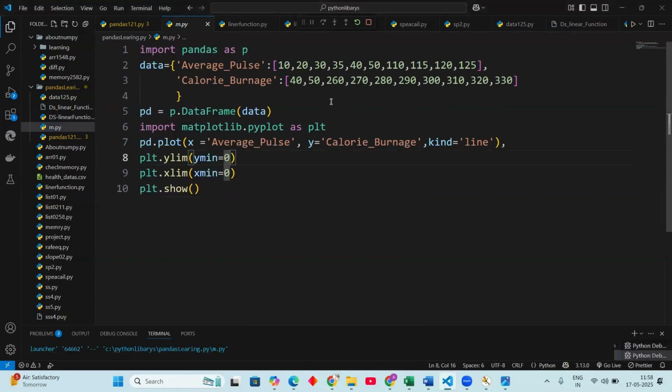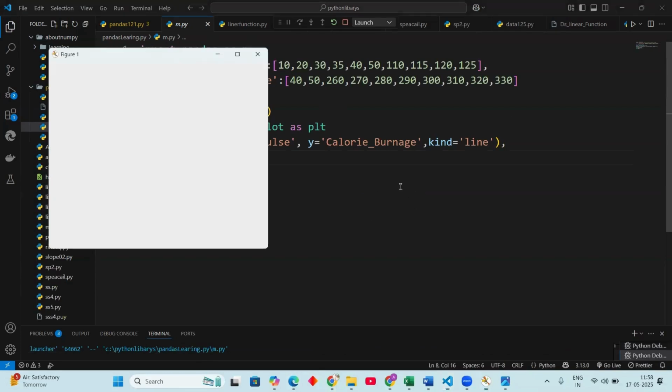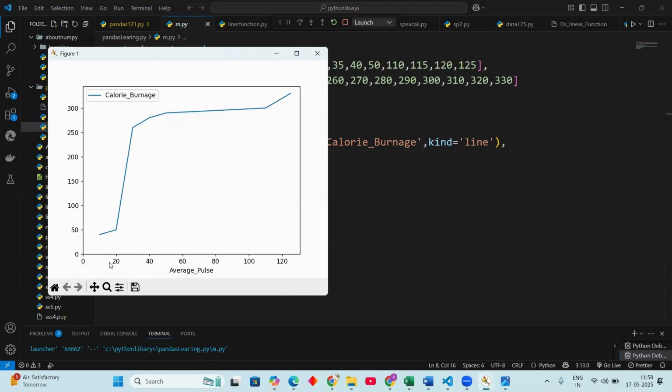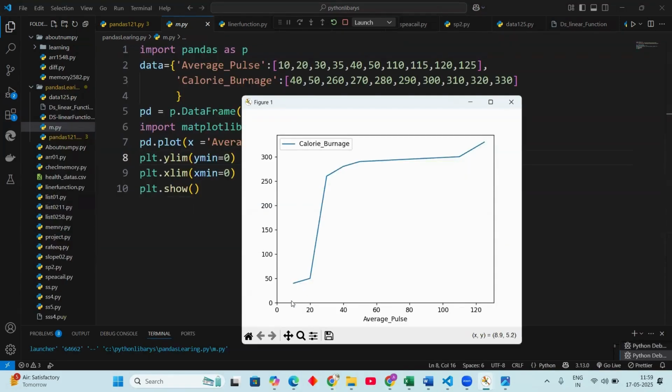See, now you are getting a zigzag value. See how it's going. If the average pulse is 10, it triggers to 40 calories burnage. If the average pulse is 20, it triggers directly to 50. See here, 50. Okay, you understand? And now see the 125. Here the 125 measures exactly here, I think. So if I trigger the data 125, it triggers to 330, right? 330 here, right? Like this, we can predict the data.